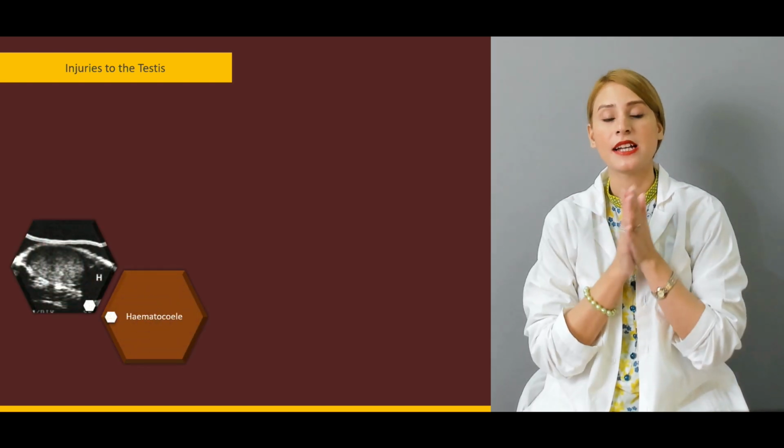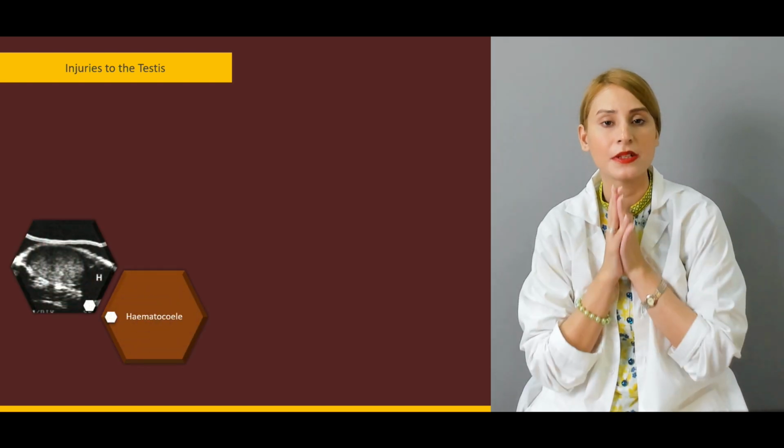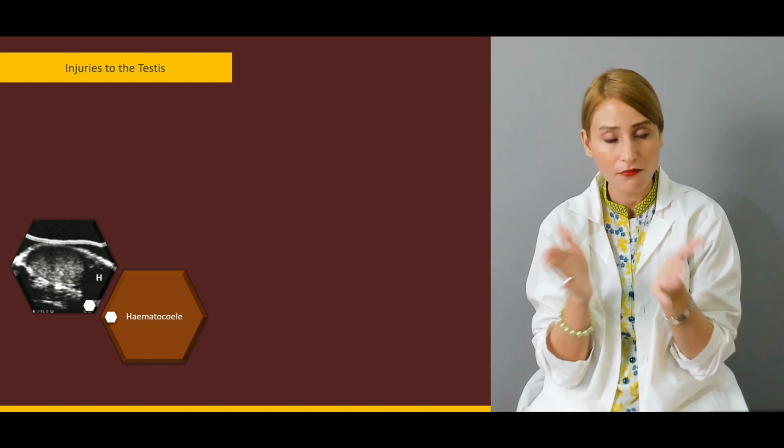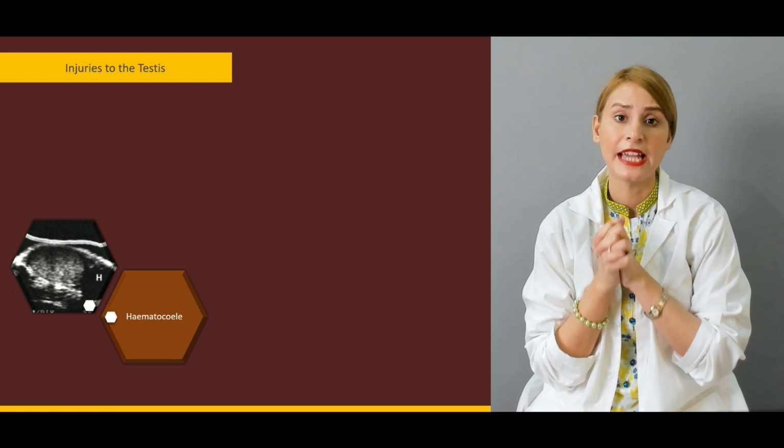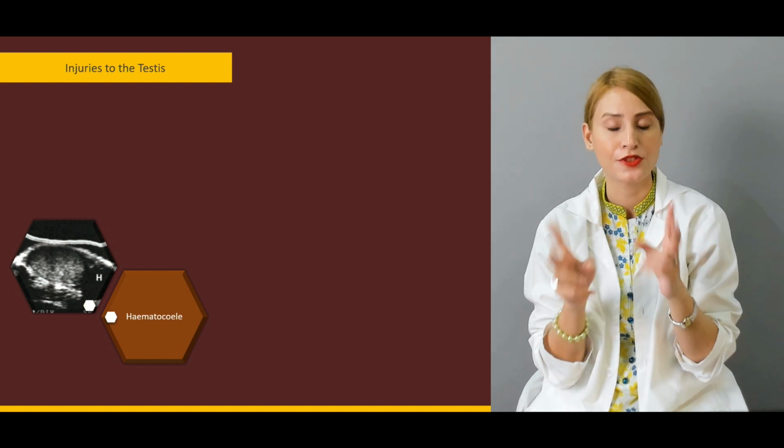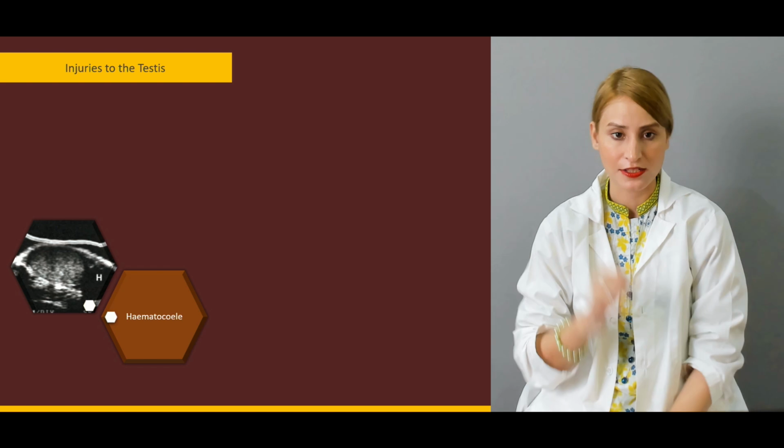Okay, so that was about the undescended testes, and it is very much common, and sometimes, most of the times, it is related to the hernia. So you should do orchidopexy with herniotomy as well.